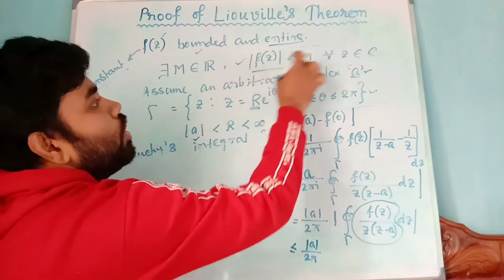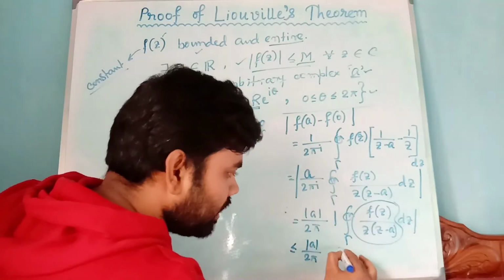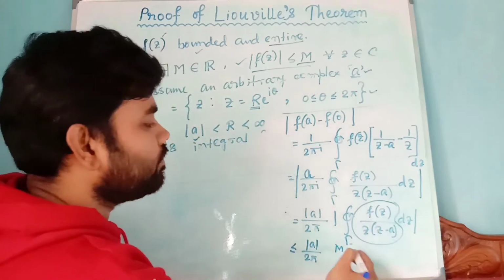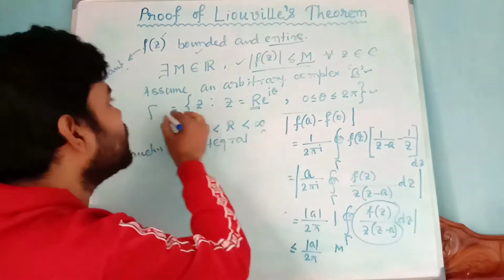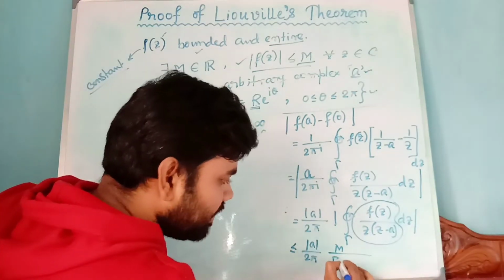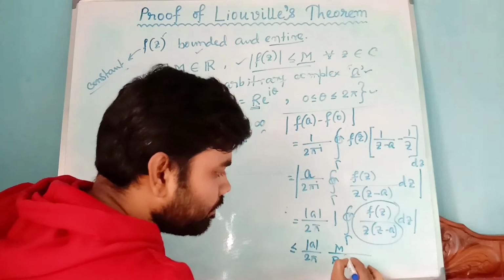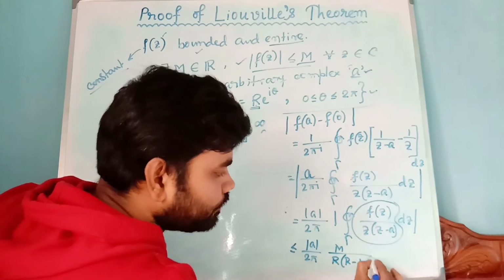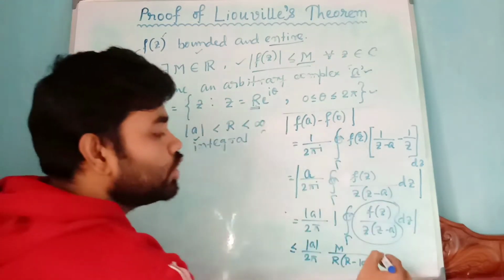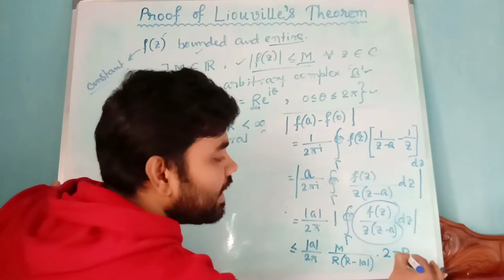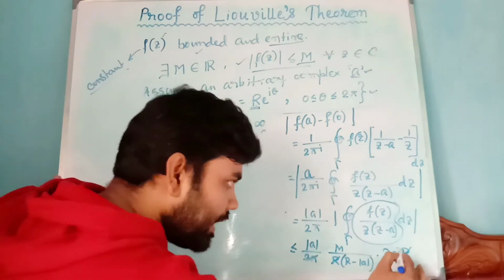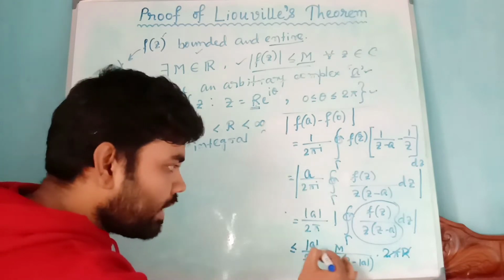Okay, so mod f(z) is less than or equal to M means what? Mod f(z) will be less than M, and the maximum value of z on the curve gamma will be equal to r, because gamma is a circle with radius r. So this z can be replaced by r, and z minus a can be replaced by r minus mod a, into the length of the curve gamma. Gamma is a circle with radius r, so it has circumference 2 pi r. Now r cancellation and 2 pi cancellation give mod a into M.